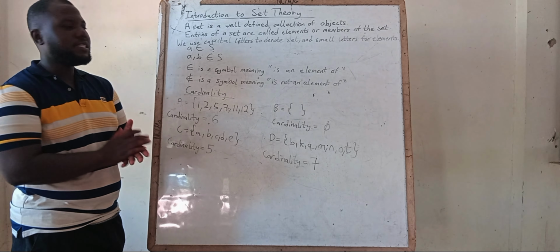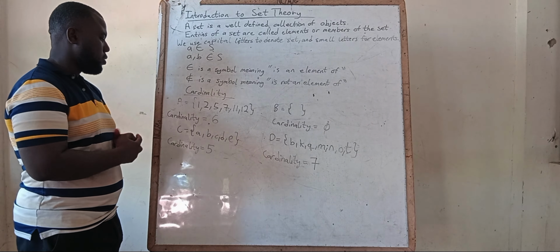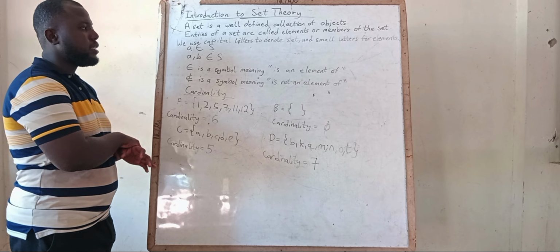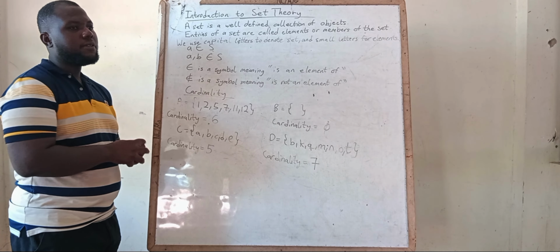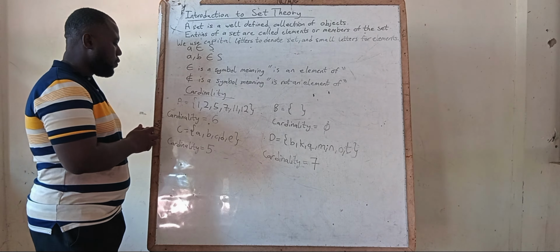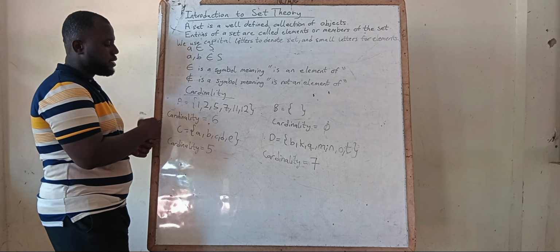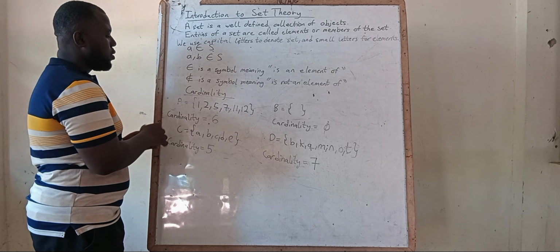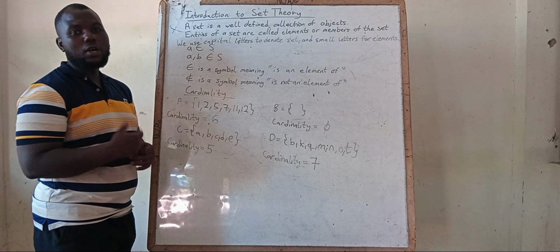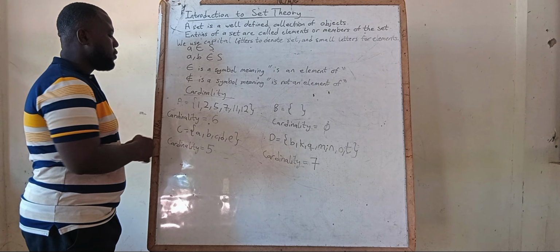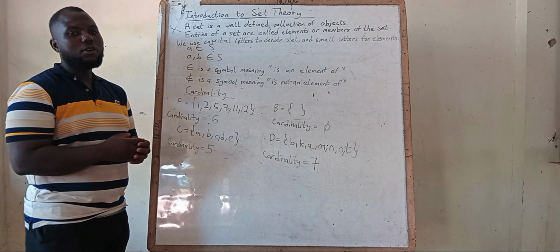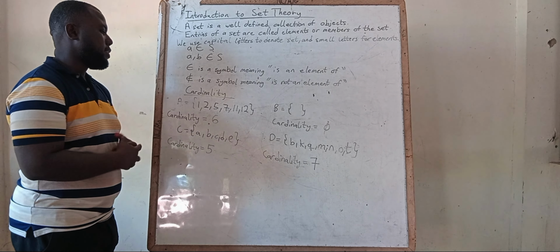So let's go to cardinality of a set. To find cardinality, you count the elements in a set, and the result you have is the cardinality of the set. For set A, we have elements 1, 2, 5, 7, 11, and 12. So we count the elements in set A: 1, 2, 3, 4, 5, 6. So the cardinality of set A is 6.